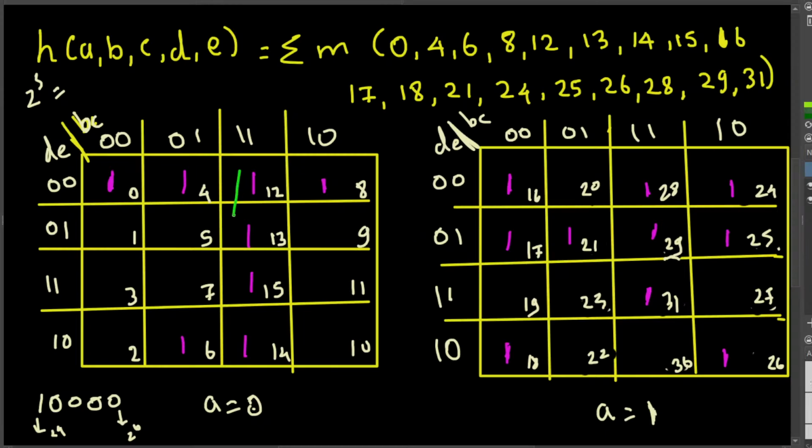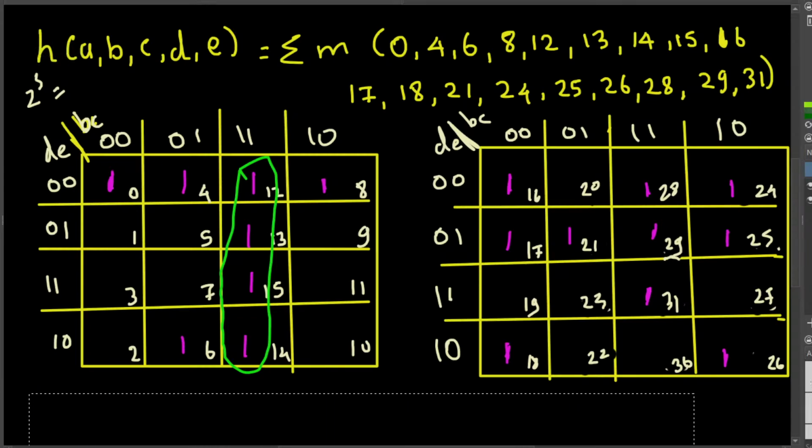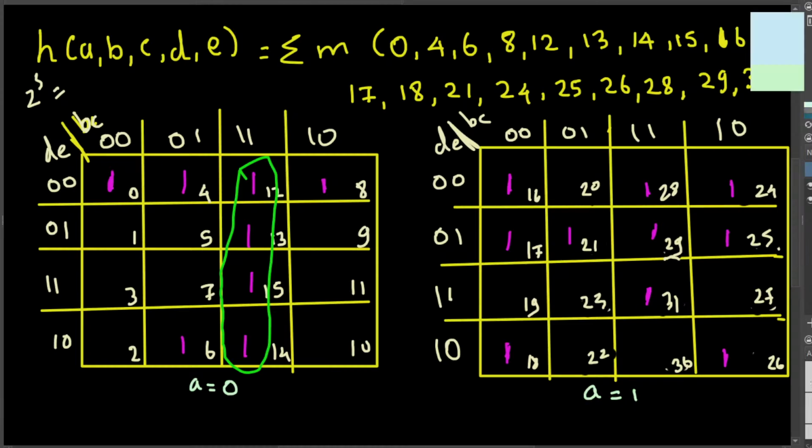So here I'm seeing 1, 4. If I connect these 4 together, that's a 4. Let's write the expression for it. I have to keep the a is equal to 0 and 1 because that's gonna matter. This table is a is equal to 0, this one is a is equal to 1. Okay, now let's write the expression.